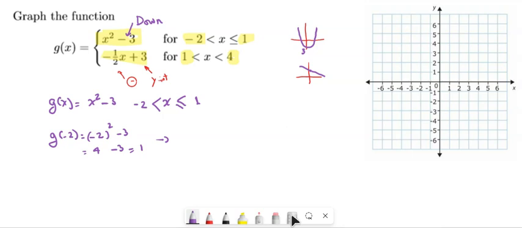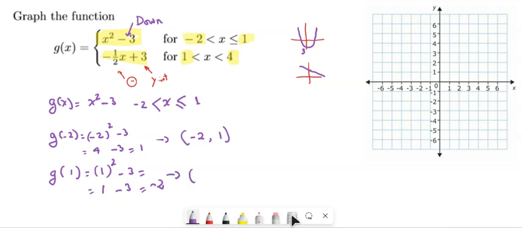So it means that the point you are looking for is x is minus 2 and the y is 1, right? I do the same thing for g of 1, and this is going to be equal to 1 squared minus 3, and this is going to be obviously 1 minus 3, which is minus 2, right? Okay, so what does that mean here? That the point you are looking for is 1 for the x and minus 2 for the y.